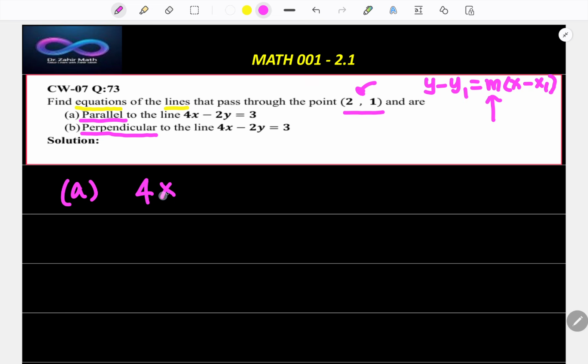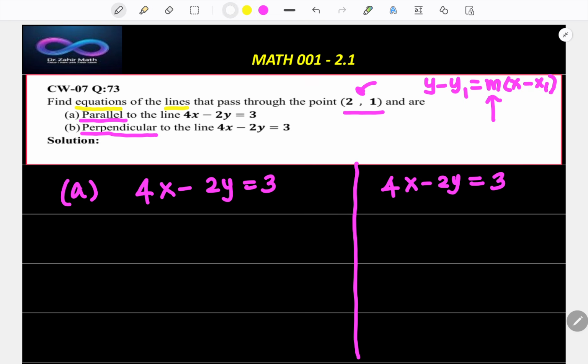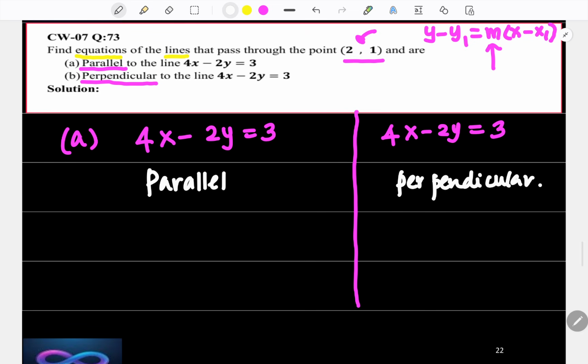What is this? 4x minus 2y is equal to 3. Here it is 4x minus 2y is equal to 3. Right. This is parallel. Right. And this is what? Perpendicular. Let me find the slope. What do you mean by slope? Slope is m. Where is m? It is the coefficient of x. So what am I going to write?